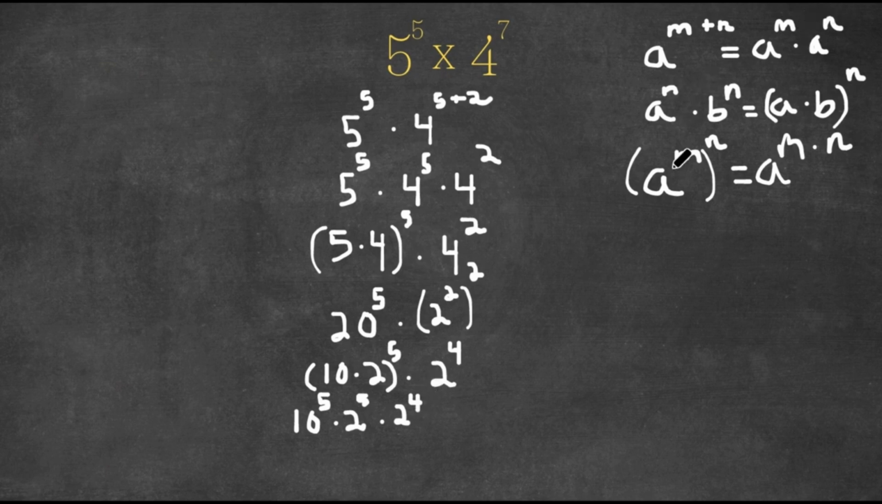And now remember this property: when we're multiplying two exponents with the same base, we add our exponents. So 2 to the power of 5 times 2 to the power of 4 is 2 to the power of 5 plus 4, which is 2 to the power of 9, times 10 to the power of 5.